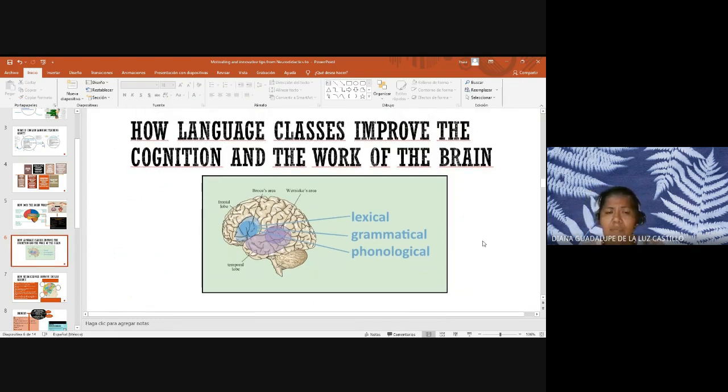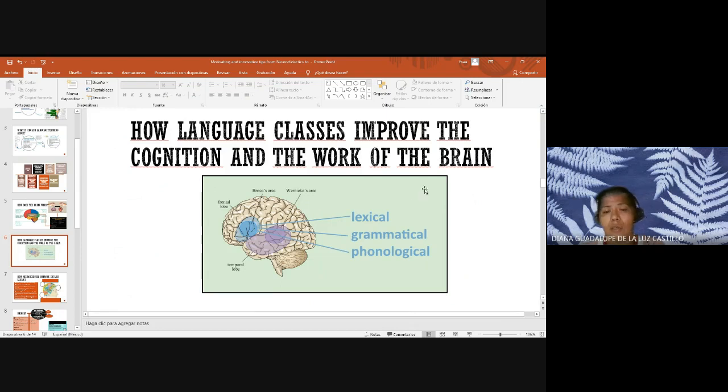It is not only knowing about methods, it is also knowing about how the brain works and how we teachers can work on that. How we teachers improve learning. So we have this idea in our head: how language classes improve the cognition and the work of our brain.